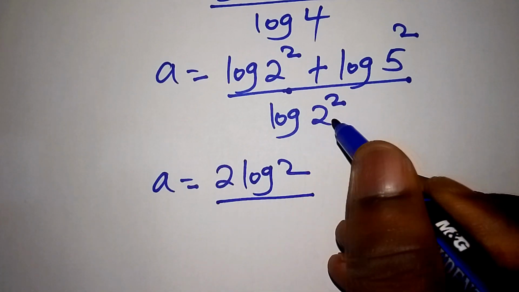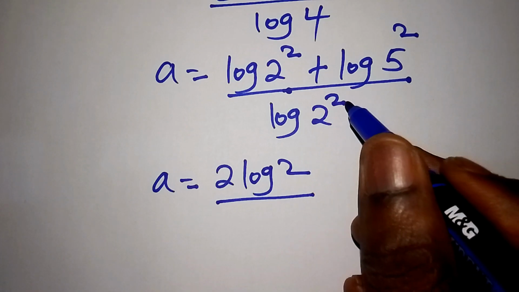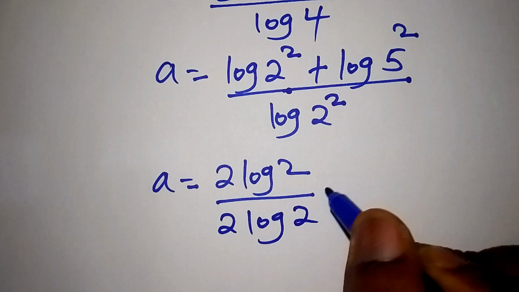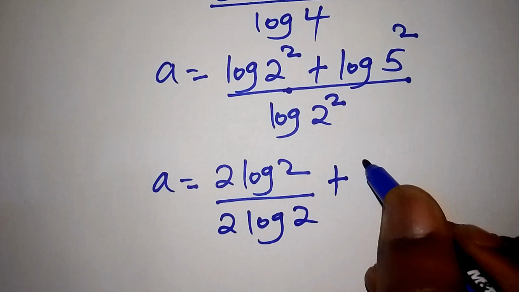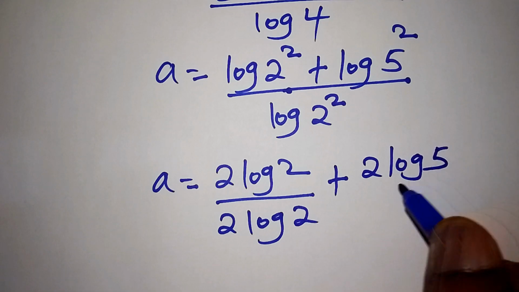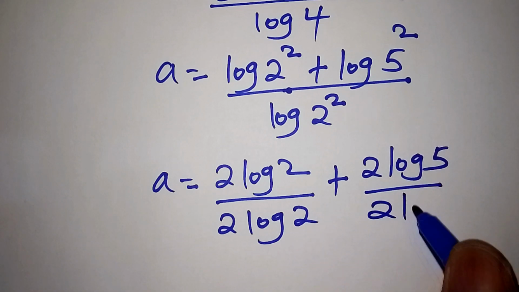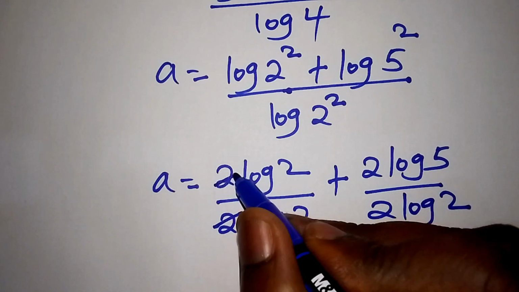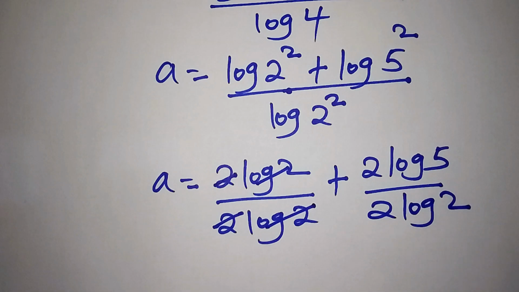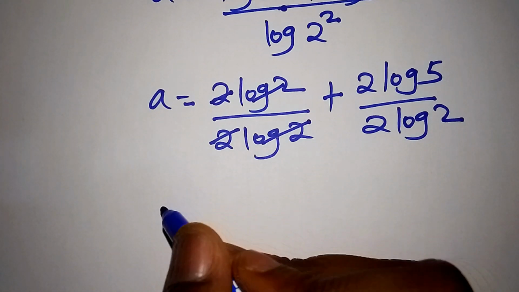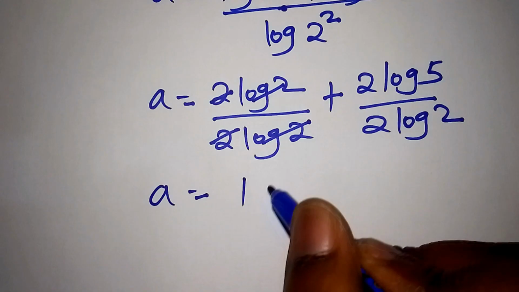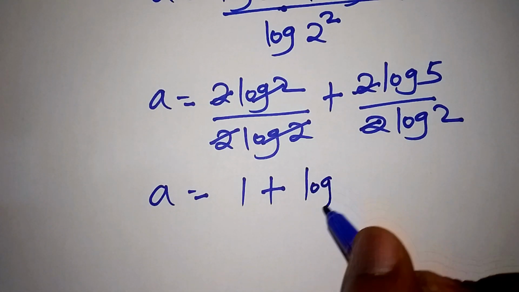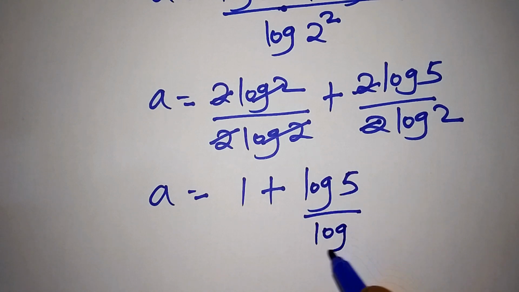Then all over, the log of 2 to the power of 2 is now written as 2 log 2 again. Then plus the log of 5 to the power of 2 is 2 log 5, all over 2 log 2. From here we shall cancel. 2 by 2 shall cancel. Then log 2 and log 2 shall cancel. So from here the value for a is equal to 1 plus, the 2 and 2 shall cancel, the log of 5 all over the log of 2.